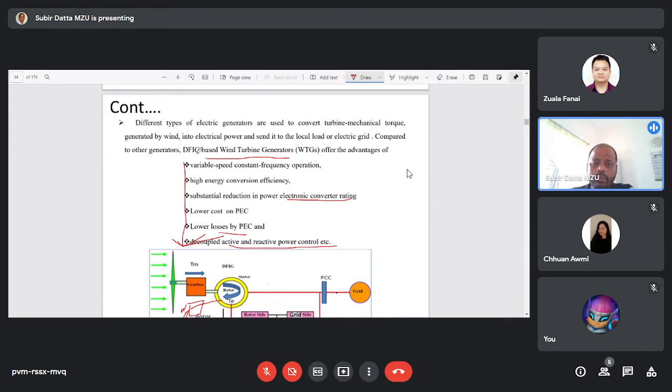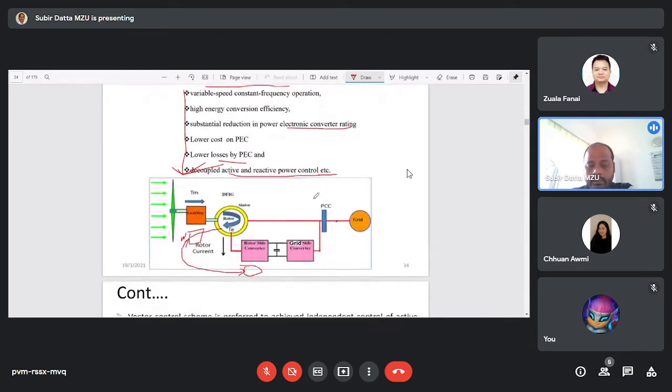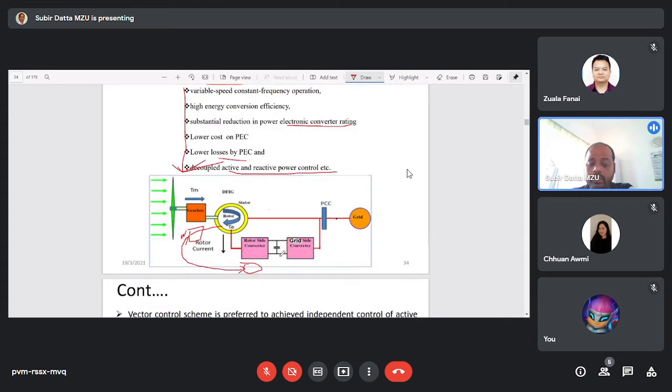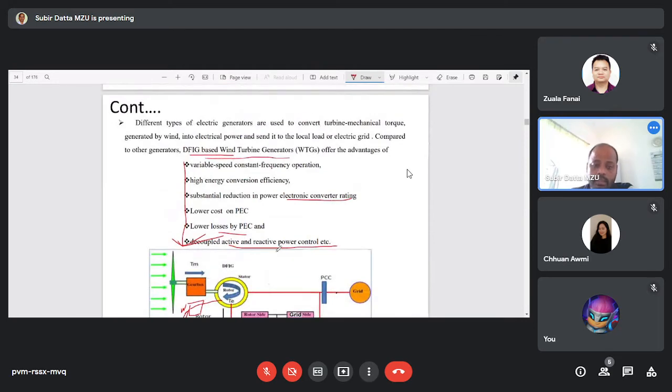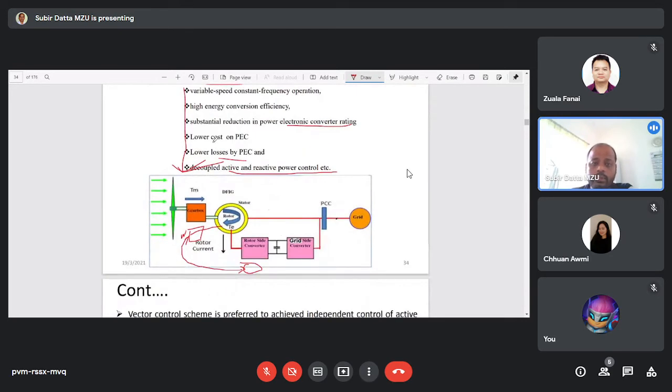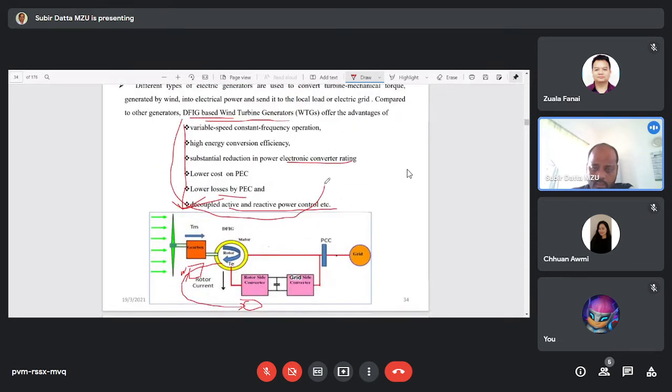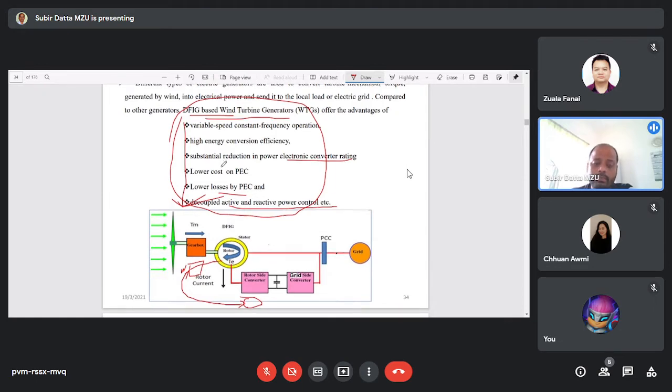Here you just see, if we use the DFIG, these are the advantages of the DFIG that we can use for the variable speed constant frequency operation. That means we can achieve variable speed constant frequency operation. We will get high energy conversion efficiency, then a substantial reduction in the power electronics converter rating, that I already explained, because the power electronics converters are handling only the slip power. Okay, that's why the rating is less. As the rating is less, the cost of the power electronics converter will be less, and also the losses will be less as compared to permanent magnet synchronous generators. And also the decoupled control, that means independent control of active and reactive power, is possible. Okay, so these are the advantages of DFIG based wind energy conversion system.